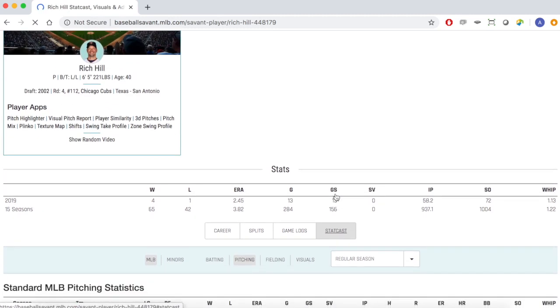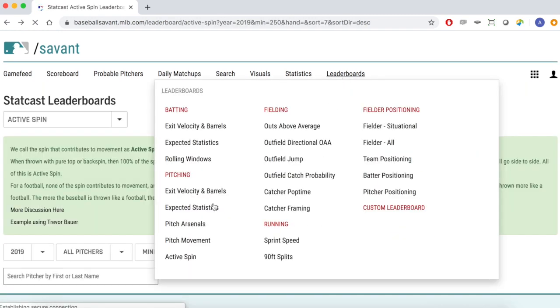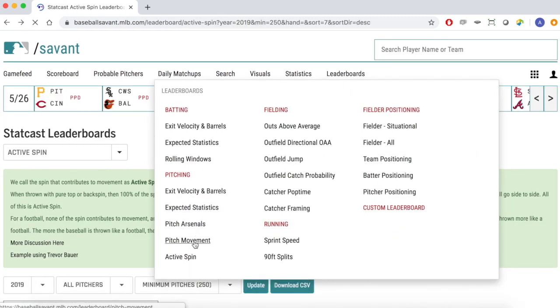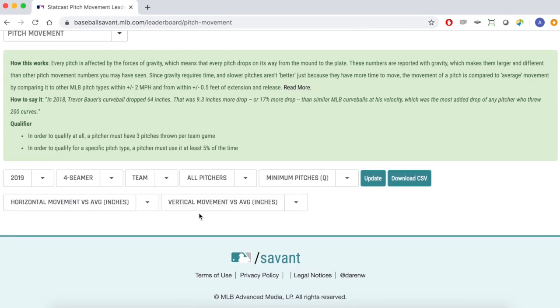So last but not least, why don't we move to this pitch movement leaderboard? A little bit more in depth here. So what are we looking at as soon as we come to the pitch movement leaderboard? Like pretty much every other page, it is initially sorted by four-seamers, and it is sorted, if you scroll down below the table, by highest vertical movement.